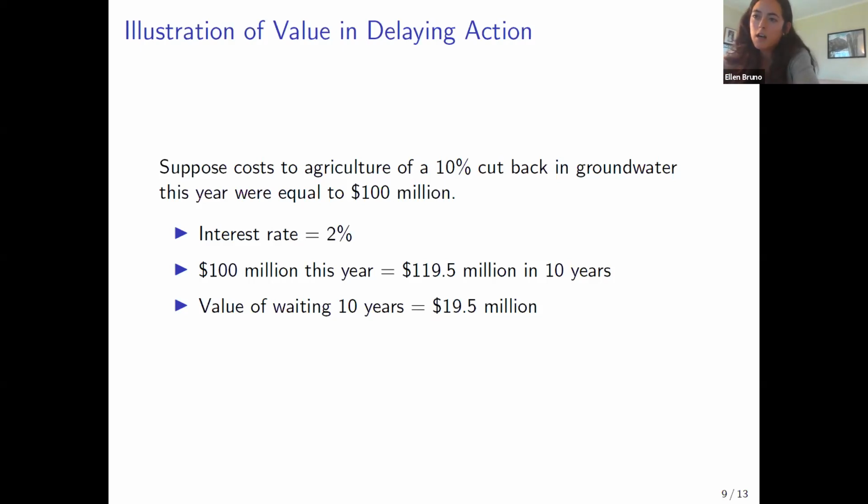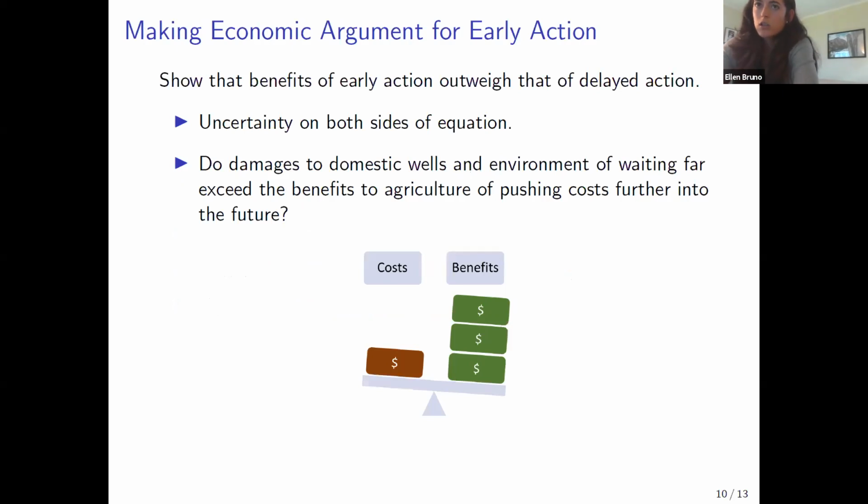So this side of the equation is relatively easier to calculate in assessing this trade-off, because there have already been studies that come out about the economic impacts of SGMA to agriculture, right? So we could pull one of those numbers and do this back of the envelope calculation. And I think it's a little more elusive on the other side of the equation when we're trying to value the benefits of taking early action. But that doesn't mean you can't make a strong economic argument for why we should take early action.